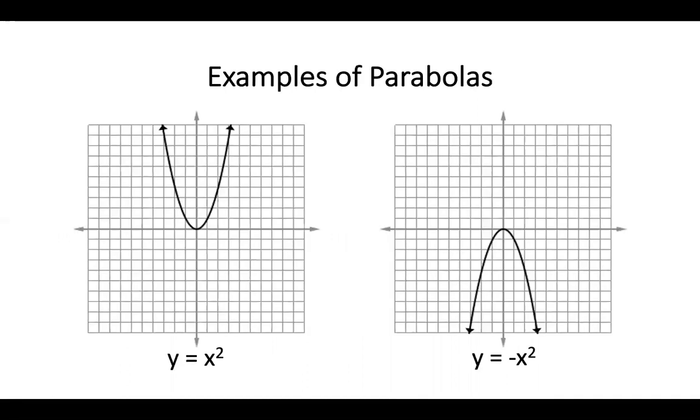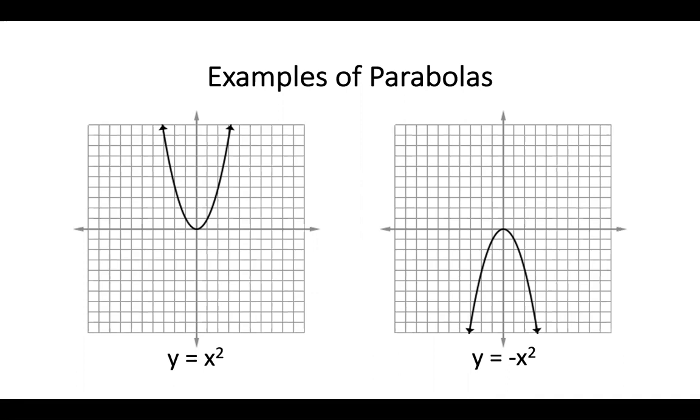All right, so here's some examples. On the left, you see a graph of y equals x squared. On the right, you see a graph of y equals negative x squared. And both of these are parabolas because both of these have that U-shaped curve. So because of that, these are parabolas.